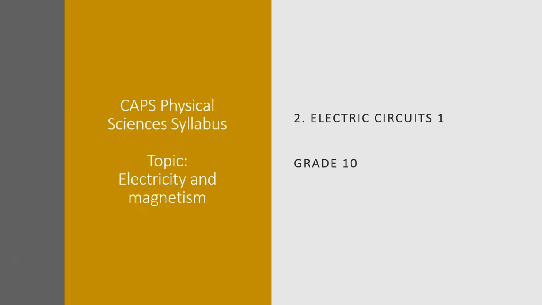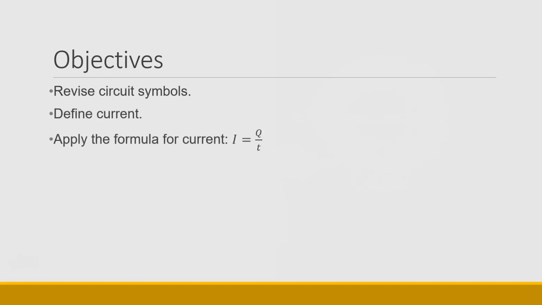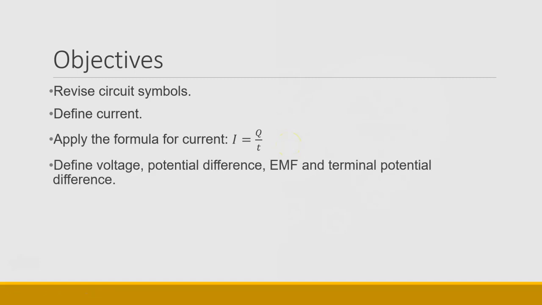Hello, grade 10s. In today's lesson, we are going to continue with the topic of electricity and magnetism, and we are starting on the section on electric circuits. Our objectives are to revise circuit symbols, to define current, to apply the formula for current, which is I equals Q over T, to define voltage, potential difference, EMF, and terminal potential difference, and to apply the formula for voltage, which is V equals E over Q.